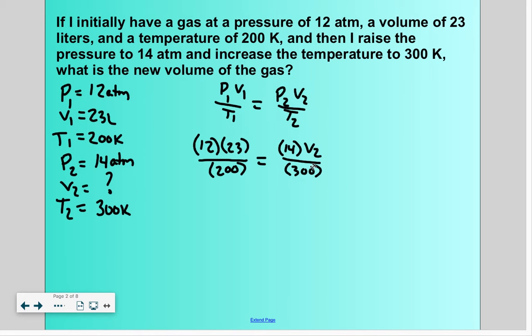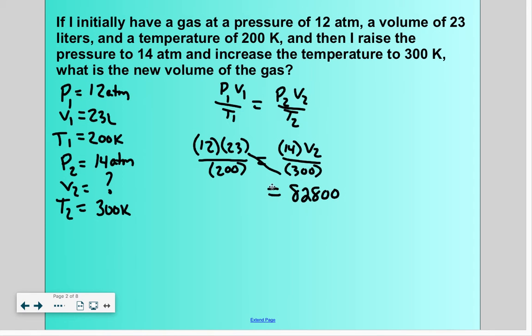You guys remember what to do here? I have all these numbers. Once again, there are 2 things you could do. You could do the left side by itself and then algebraically solve by multiplying by 300 and dividing by 14, or you can cross multiply. And once again, I'll cross multiply just so all these problems work the same. So I'm going to do 12 times 23 times 300, and in doing so, I get 82,800.